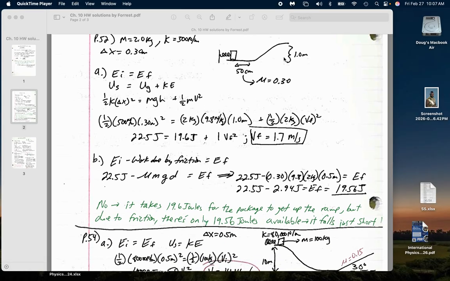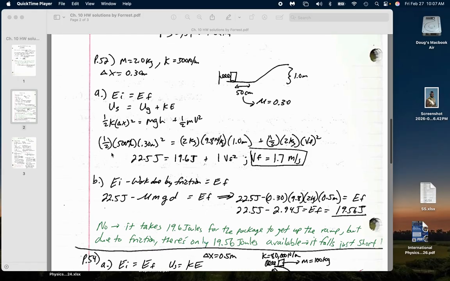saying, well, now what happens if we have a situation where we have friction down here? So we have work done by friction subtracted off from the initial energy. Well, that initial energy we found earlier was 22.5 joules. So coefficient of friction times mass times g, that's the normal force, times that distance, that's how much I would lose, and that would equal my final energy.